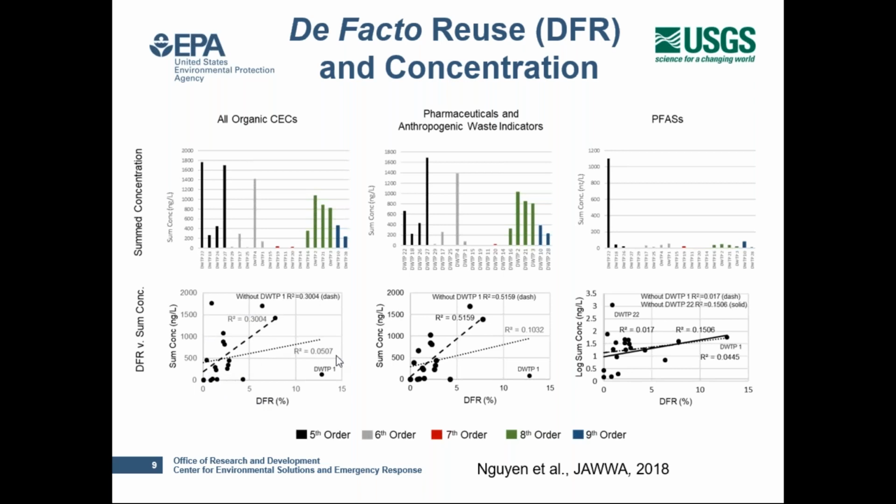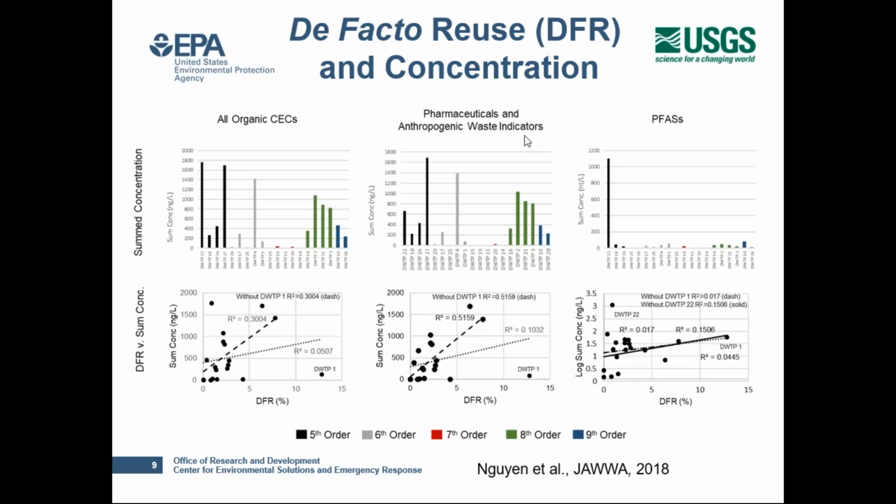So that's okay, but then when we just look at the pharmaceuticals and what we call the anthropogenic waste indicators, so things like surfactants and cholesterol and some other things we have in these methods that aren't PFAS, and again exclude utility 1, our R-squared increases to about 0.52. So 50% of the difference between the samples can be explained by the de facto reuse percentage, which for environmental work is pretty darn good, I think.